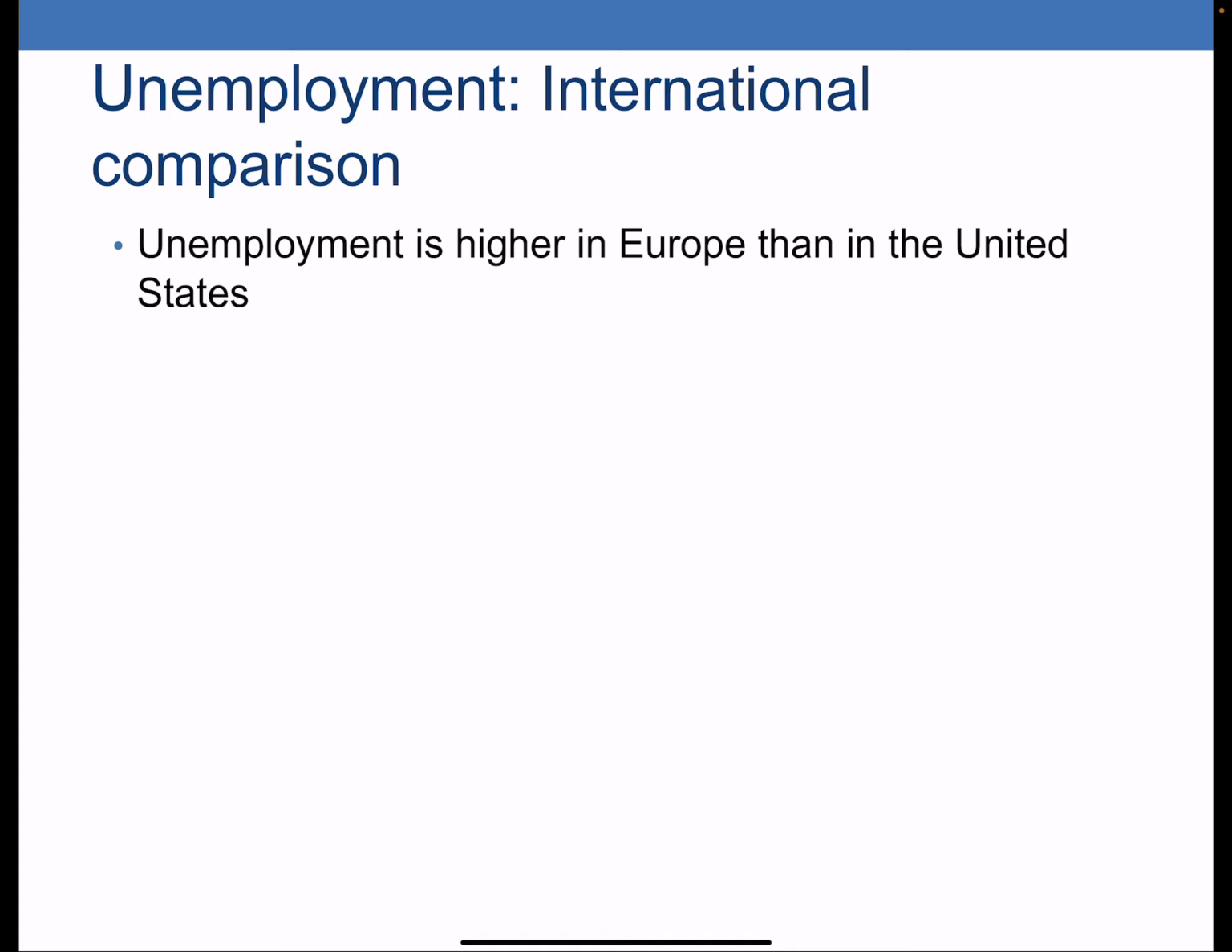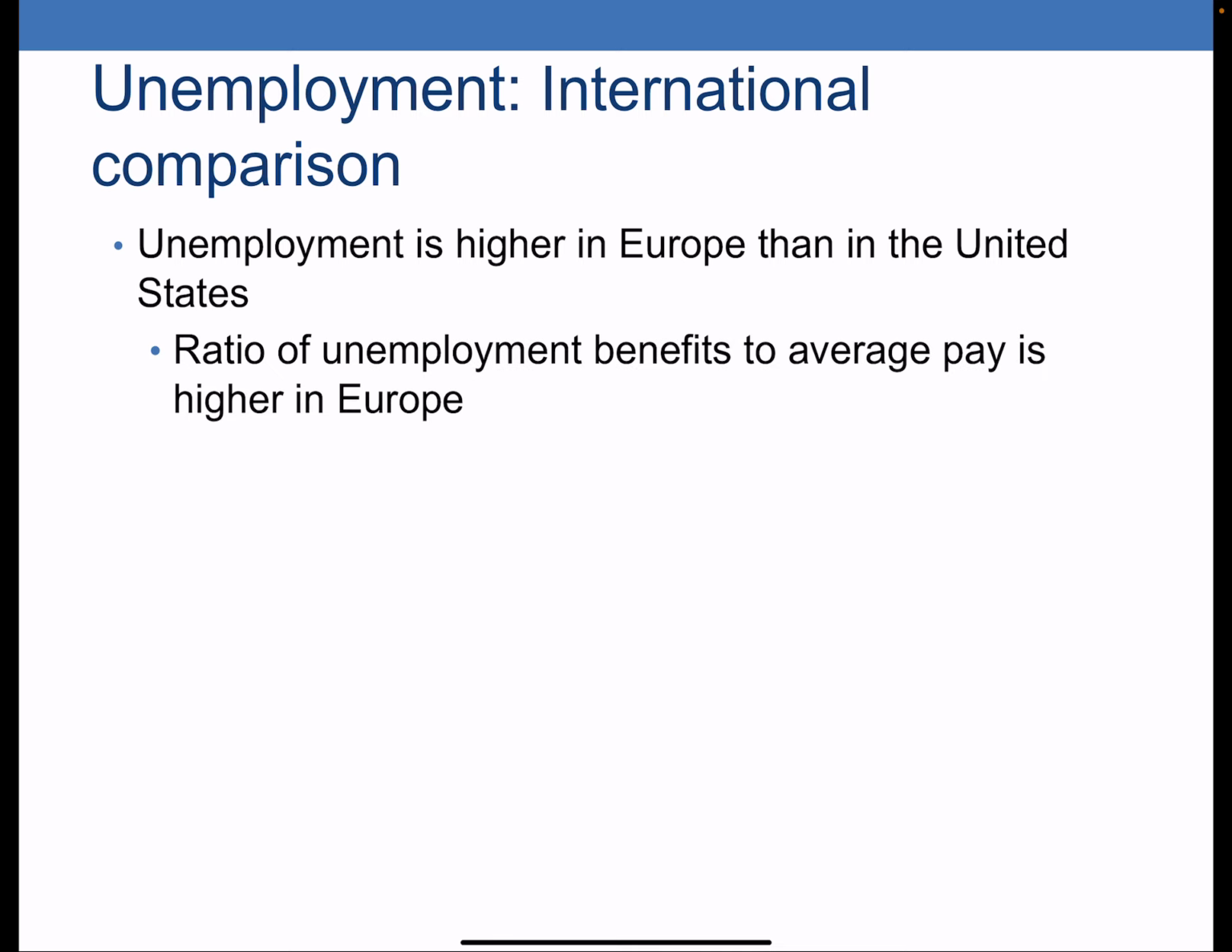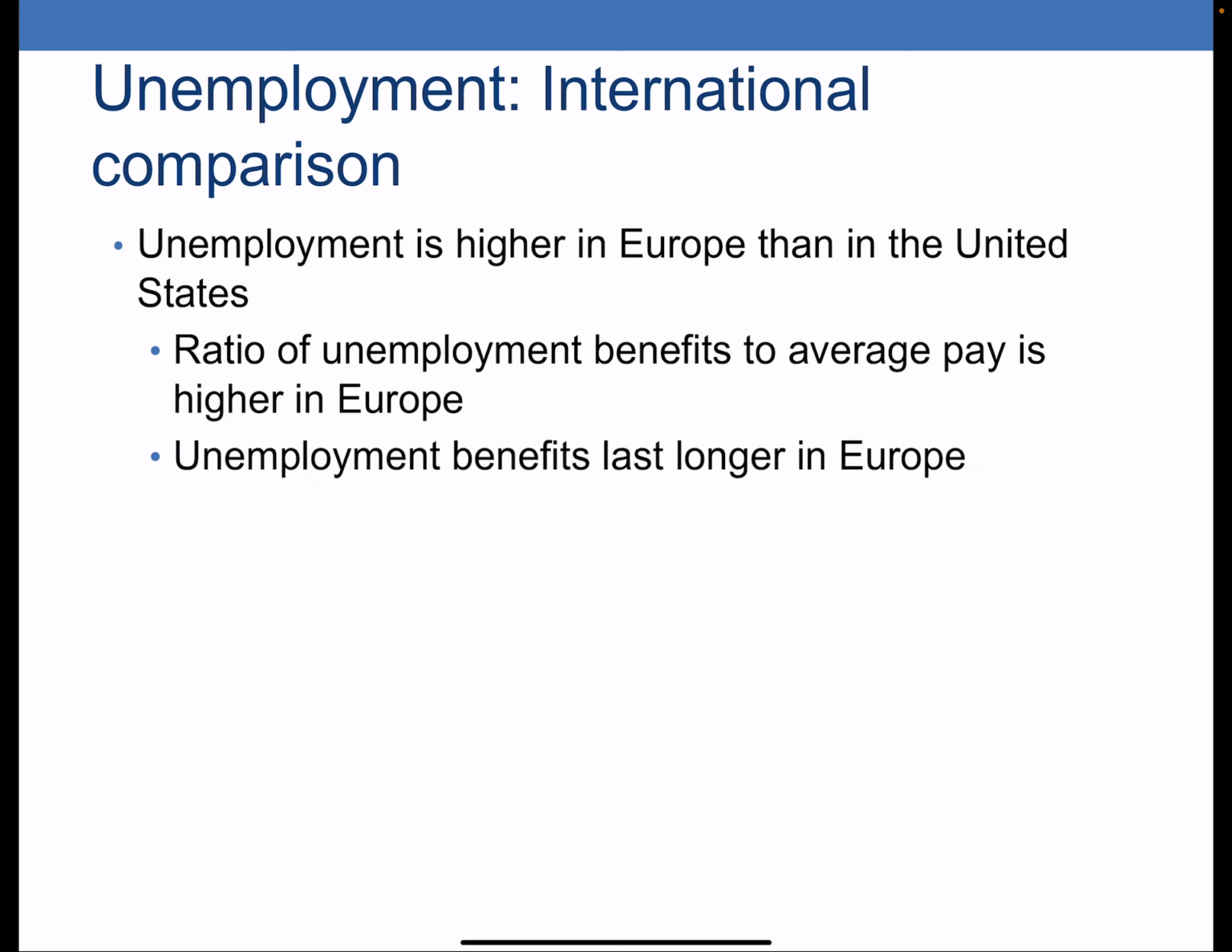So, just some international comparisons as I wrap this chapter up, or this part of the chapter. Unemployment is higher in Europe than the U.S., okay? One, their unemployment benefits to average pay is a lot higher, a lot more than 50% on average. They can get them for a lot longer than we give unemployment benefits. And it's really difficult to fire workers. There's a lot more labor laws and things protecting workers' rights over in Europe.